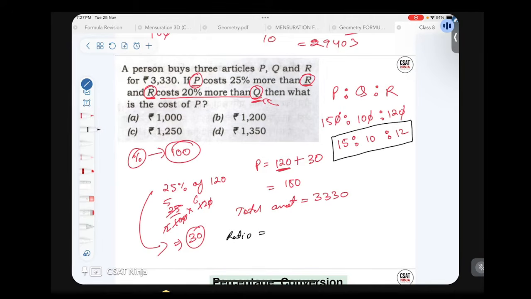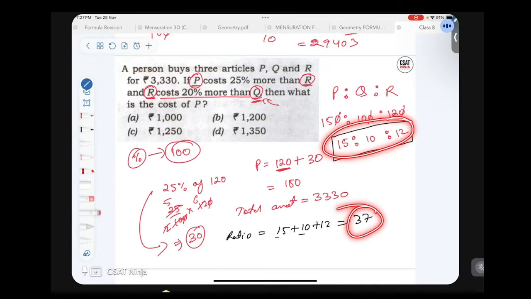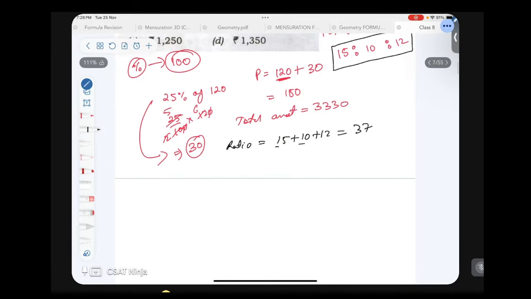According to our ratio, the total amount will be 15 plus 10 plus 12, which is 37. Now according to the question, the total amount is 3,330. But according to our ratio, the total is 37. So this 37 represents 3,330.